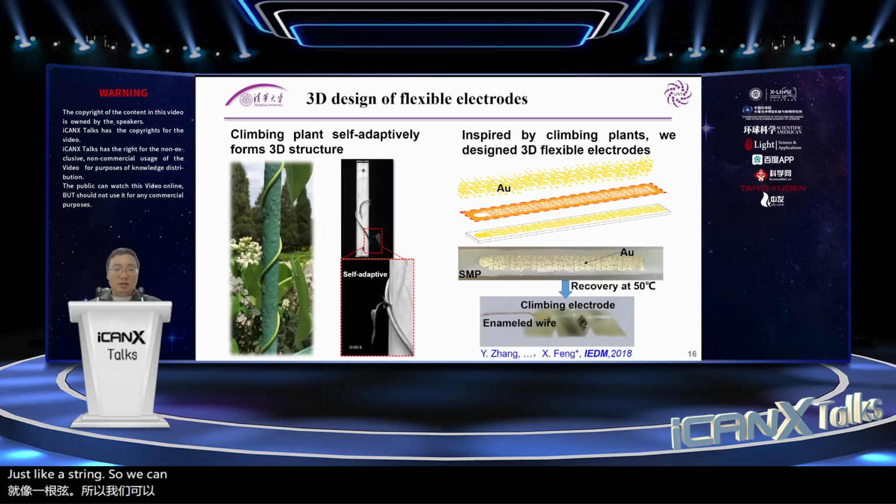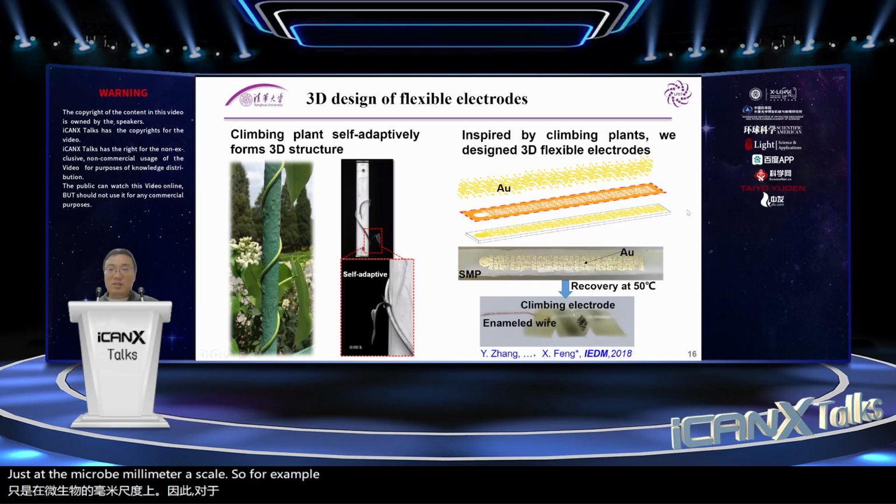We can learn this from nature. For example, the climbing plants. The climbing plants can climb themselves on the support. The shape of the climbing plants is just like a spring. So we learned this from nature. We can design the interconnects and the device just like this. For example, we can design the spring interconnects at the micro-millimeter scale.